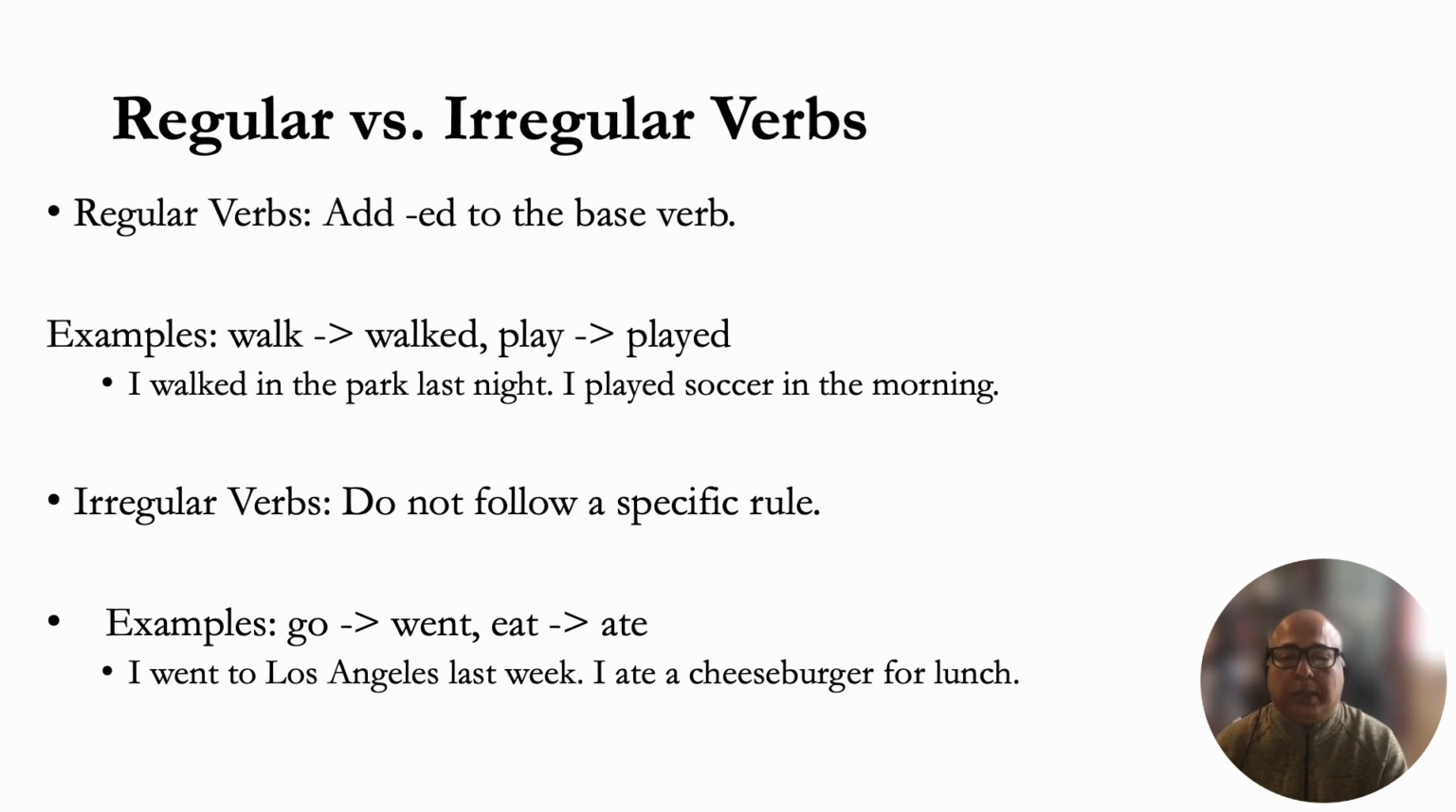Now, irregular verbs are different. They do not follow a specific rule. They do not follow any particular structure, such as call becomes called, talk becomes talked. Irregular verbs are go, went, gone, right? So go does not become goed. Go becomes went. Why? Because it's not a regular verb. It's an irregular verb. Eat becomes ate in the past tense. So I ate a banana in the morning, right? I went to Los Angeles last week. I ate a cheeseburger for lunch.